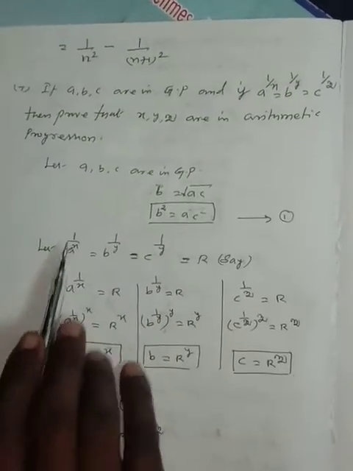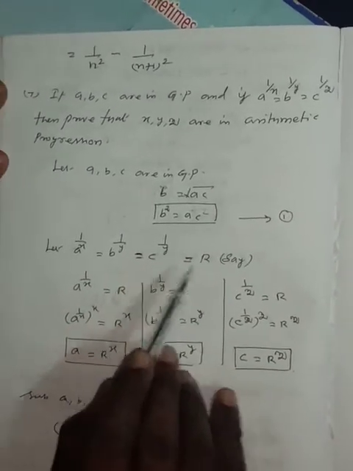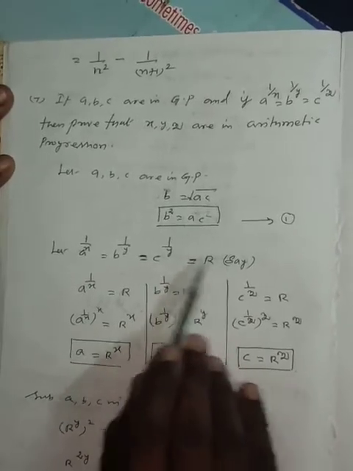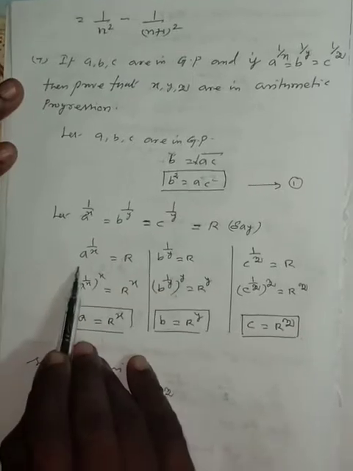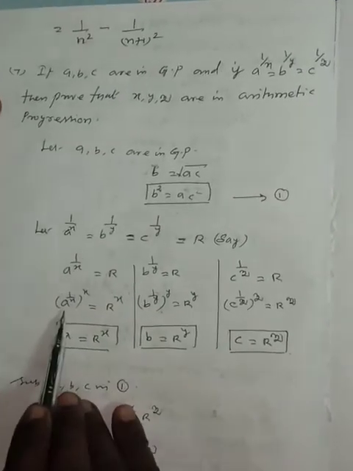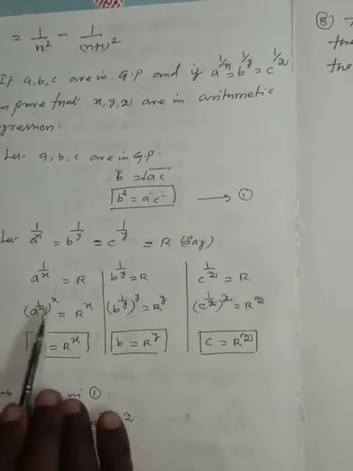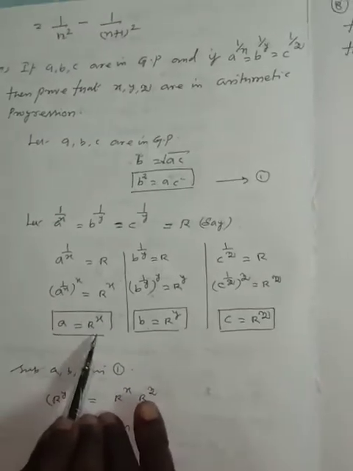Let a power 1 by x is equal to b power 1 by y is equal to c power 1 by z is equal to r. Each is equal to r, a constant number. Take the first, we get a to the power of 1 by x is equal to r. Raising the power x on both sides, we get a power 1 by x whole to the power of x is equal to r power x. So x cancelled, we get a is equal to r power x.